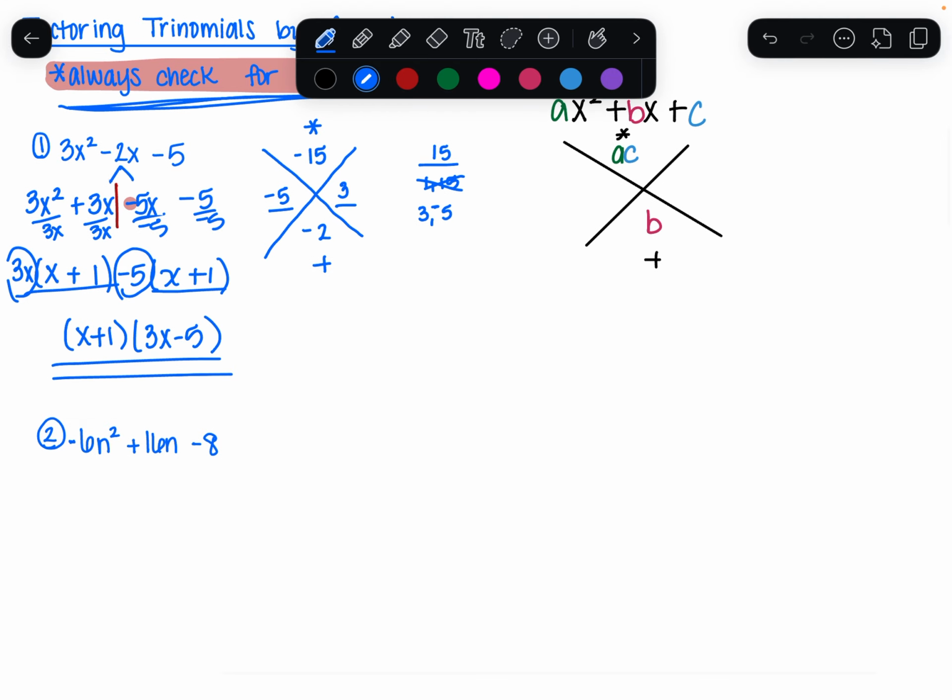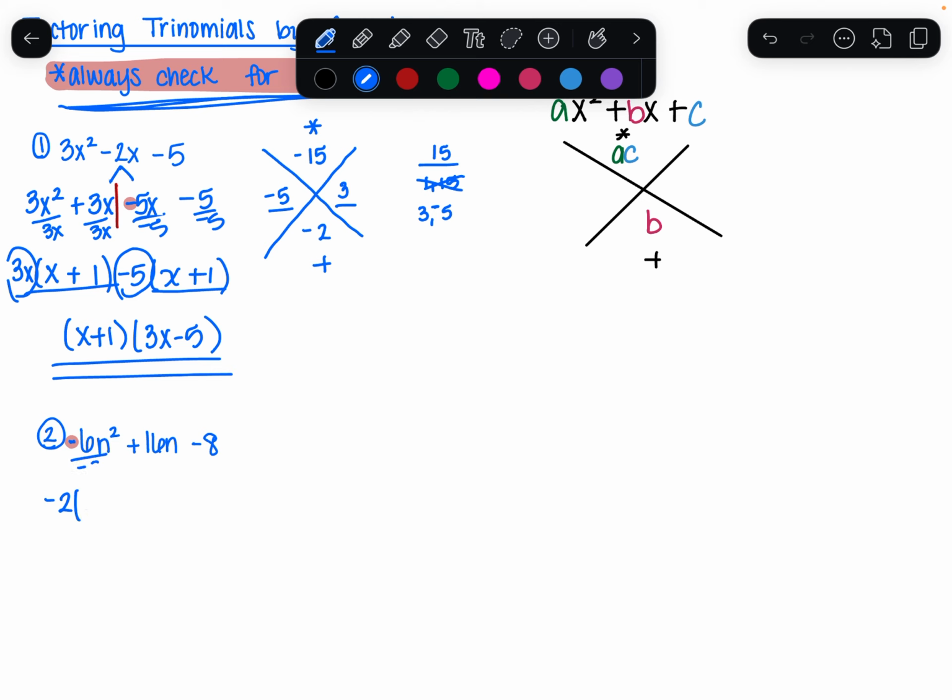So remember how I said earlier that we always need to check for a greatest common factor? Well, here's where it comes into play. Another thing to keep in mind is that if your leading coefficient is negative, you should factor out a negative. It just makes the factoring easier. So 6, 16, and 8, they are all divisible by 2. So I'm going to factor out a negative 2.